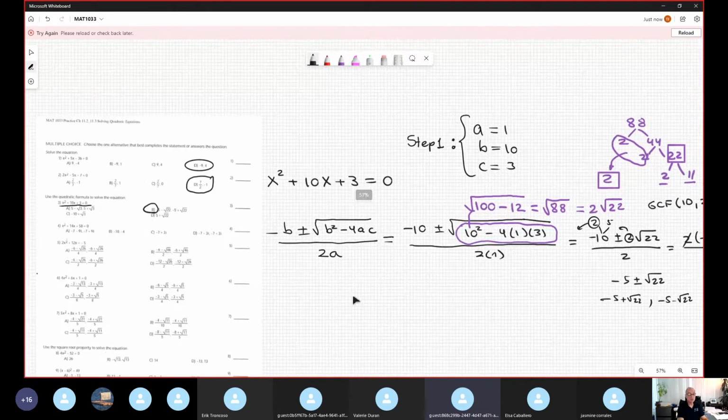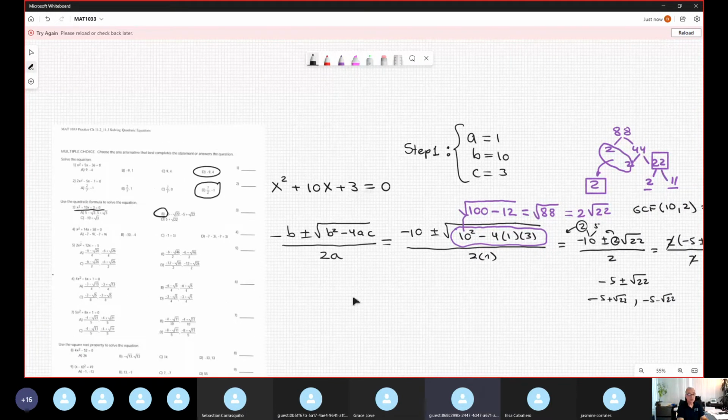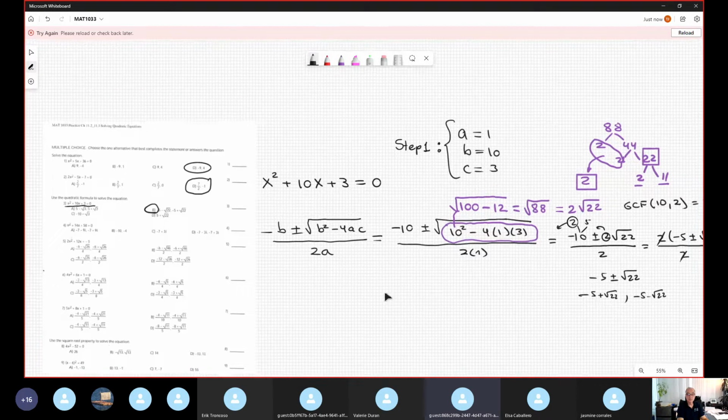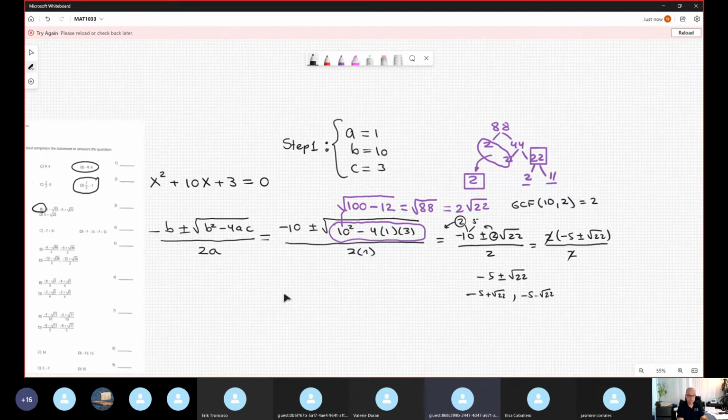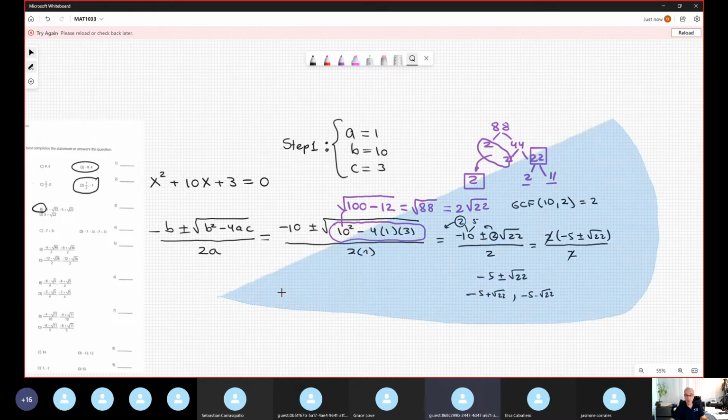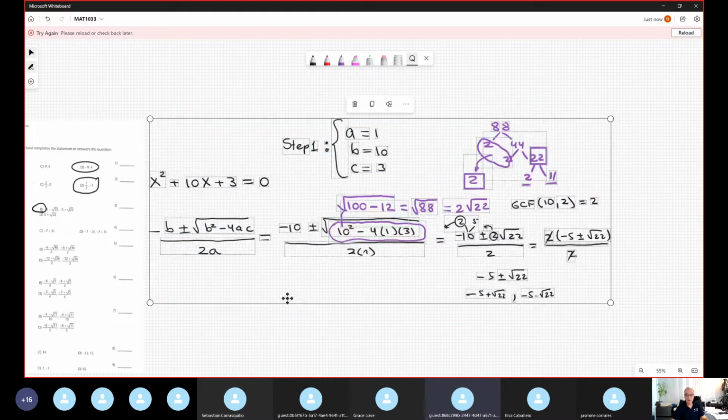Any question? No? All right, no question. Just saying, for this problem you need to know how to simplify radicals, and you need to know how to express the final answer in lowest terms.